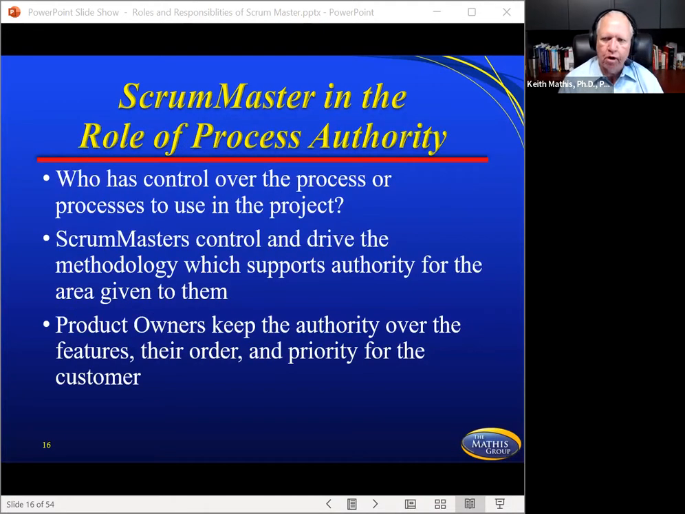And then the role of process authority. The process authority, many of you just use the same processes for all projects.